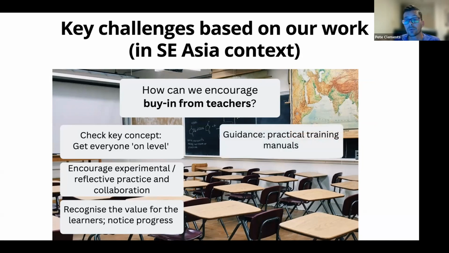Providing guidance is very important. We said getting everyone on level when it comes to understanding formative assessment is not necessarily the same as being able to apply formative assessment strategies. So in order to do that, we can help by providing guidance. This might be in the form, for example, of practical training manuals for teachers to help embed some of these strategies, or ideas to help try them out, for example.